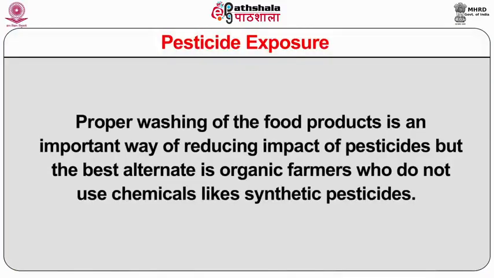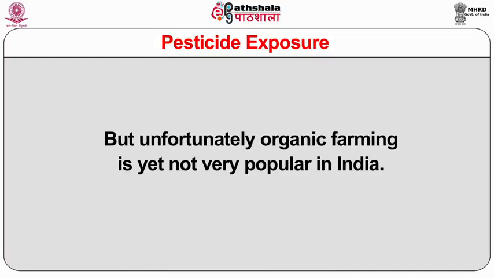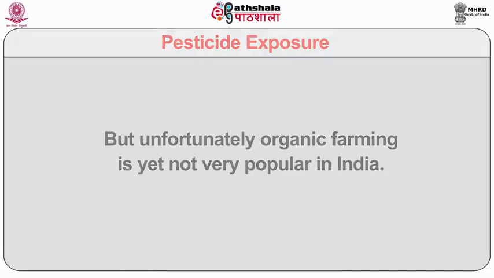Proper washing of the food products is an important way of reducing the impact of pesticides, but the best alternative is organic farmers who do not use chemicals like synthetic pesticides. But unfortunately, organic farming is yet not very popular in India.